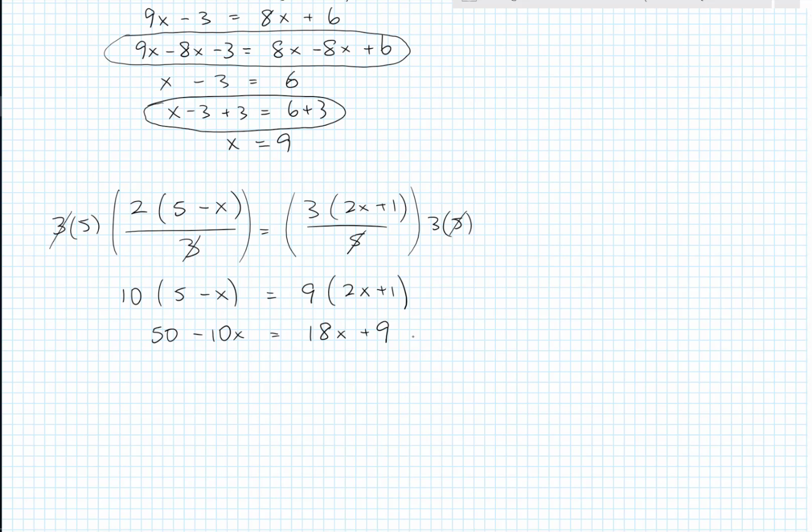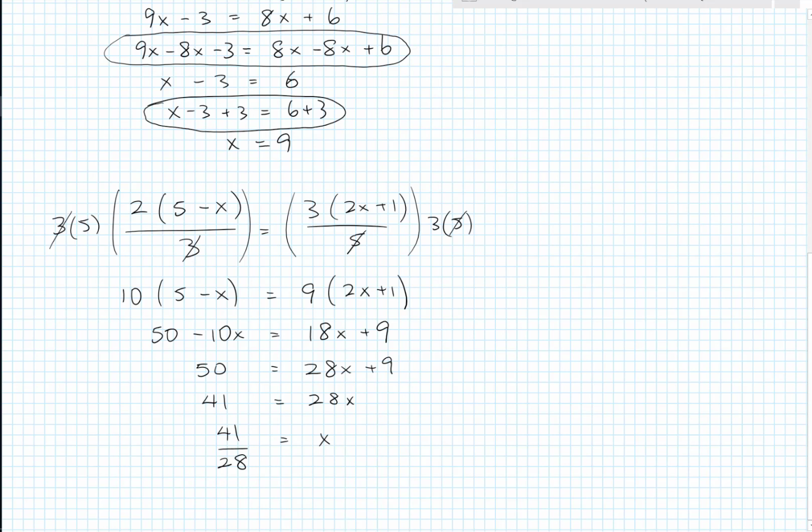So I'm going to collect the x's on the right by adding 10x to both sides. And if I add 10x to the left, it disappears, leaving me with 50. If I add 10x to the right, I get 28x. Okay, so I've left out the explicit writing of minus 10x on both sides. And then again, if I subtract 9 from both sides, I'm going to end up with 41 on the left and 28x on the right. And now I can divide both sides by 28, and I end up with 41 over 28. So I've left out those sort of explicit steps where I do the same thing to both sides, but it's fairly obvious going from line to line what I've done.